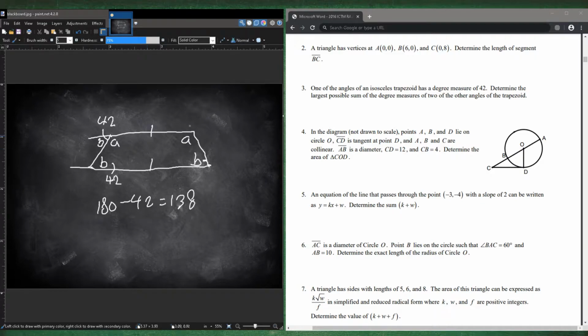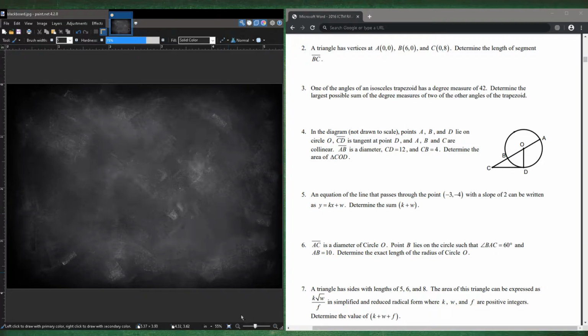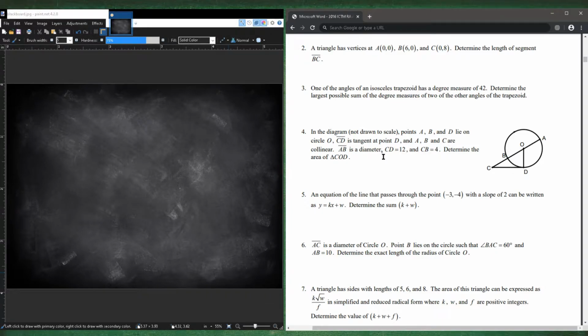So the largest possible sum of the two other angles is A plus A, right? Because they're both obtuse, while this B is acute, right? So they're less than 90, and these are greater than 90. That means you just have to add both of them together. So it's 138 plus 138, or you could just have 138 times 2, which is 276. That's your answer for number 3. Basically, you just need to know the properties of a trapezoid.